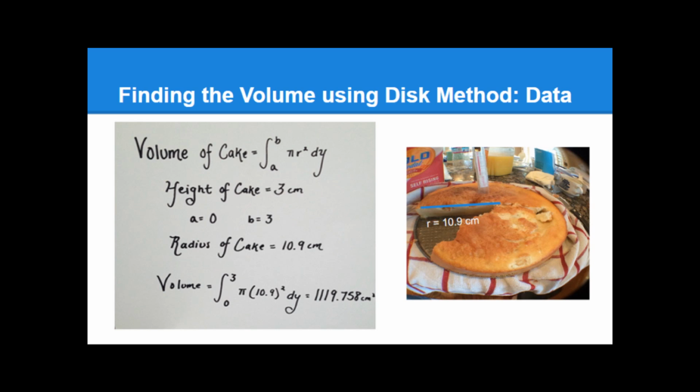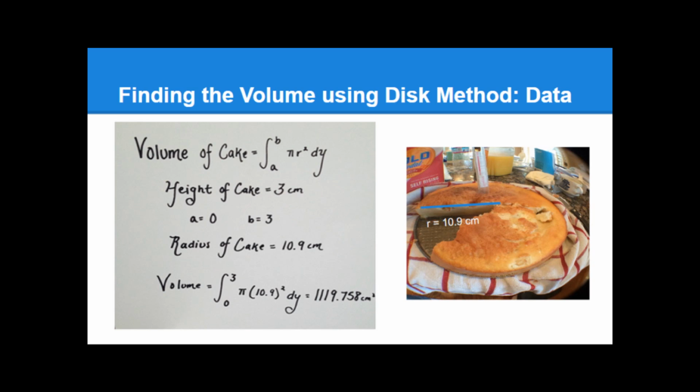Here is our data. The volume of the cake is equal to the integral from a to b of pi r squared dy. In this case, we are using dy because we are finding the volume of the cake with respect to the y-axis. We found that the height of the cake was 3 centimeters, so a will equal 0 and b will equal 3. We measured the radius of the cake to be 10.9 centimeters.